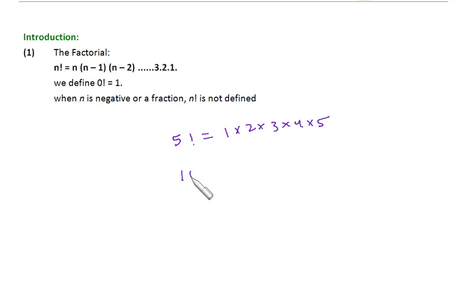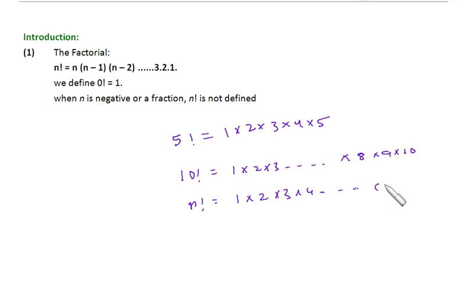Similarly, 10 factorial is 1 into 2 into 3 and the product till 10, right? So what is n factorial? It's 1 into 2 into 3 into 4 till n, right? So the product of the first n numbers is actually n factorial. Product of the first 5 numbers, I'm telling numbers over here as natural numbers, or we can say positive integers, right? So the first 5 numbers, the product of them will be 5 factorial, right?